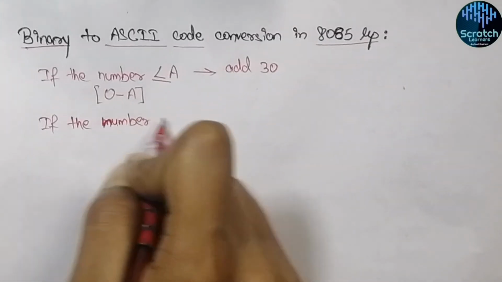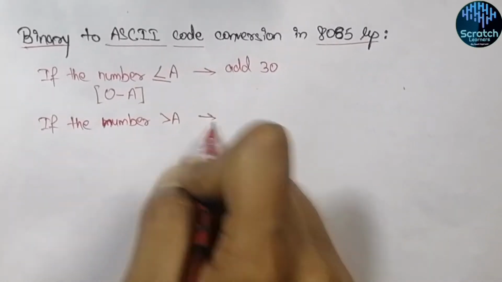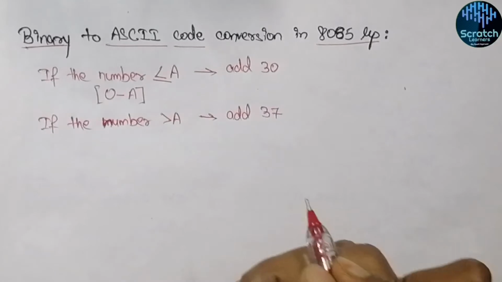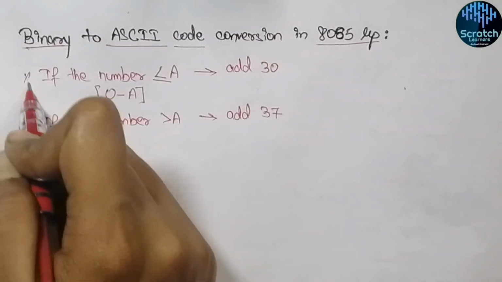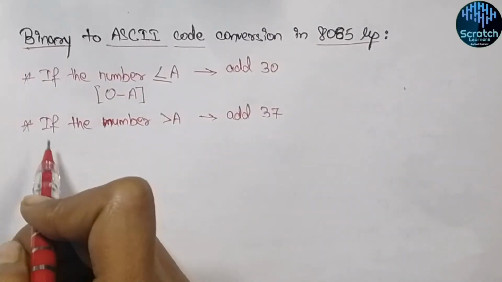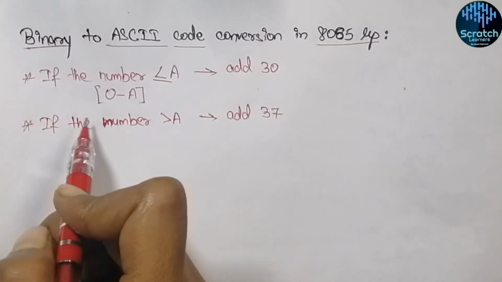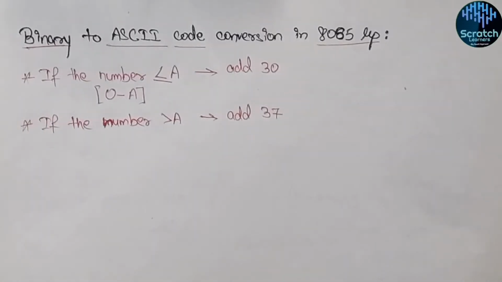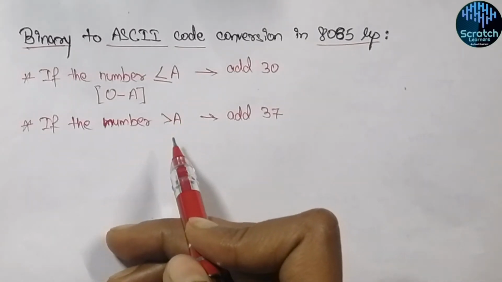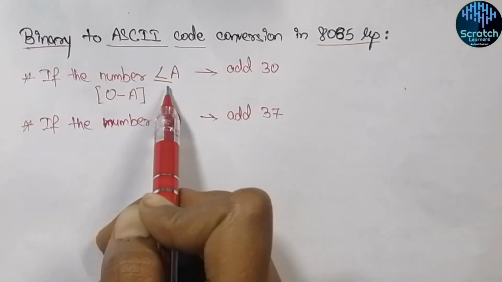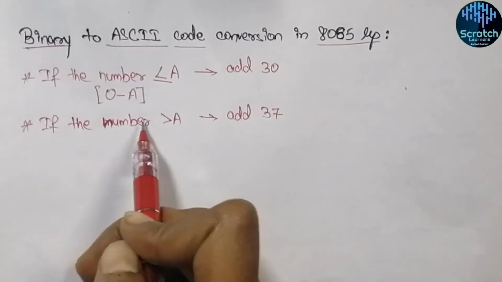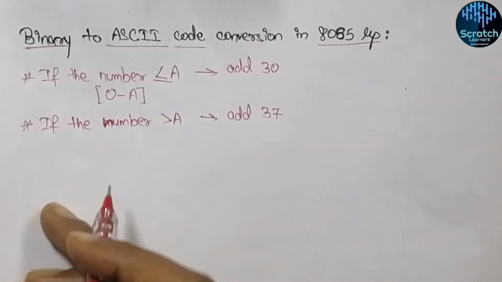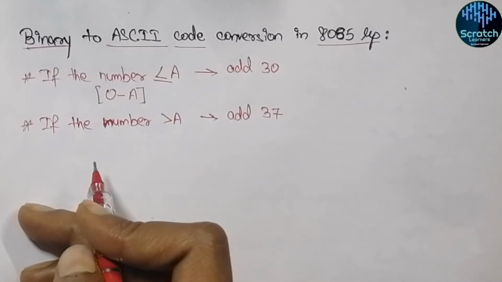But if the number is greater than A, then what will you do? In that case, we will add 37 with that number. Okay, so just by implementing these two steps, we can convert any binary number into its equivalent ASCII code. This concept is easy, isn't it? If the number is lesser than A, then add 30, and if the number is greater than A, then add 37 to it. So now we will be writing its assembly language program in 8085.